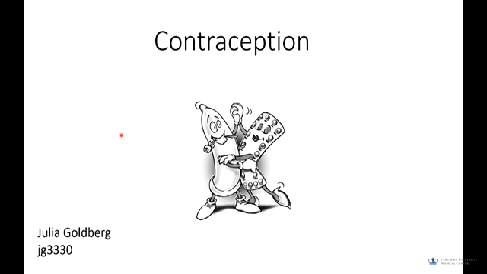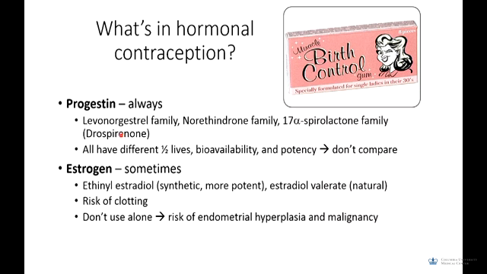Contraception, otherwise known as how to avoid everything I just talked about. So what's in hormonal contraception? Always progestin of these different families. These different families have different half-lives and bioavailability and potency, so you can't really compare them based on dosages. Estrogen is sometimes there, so you have synthetic, more potent versions and natural versions.